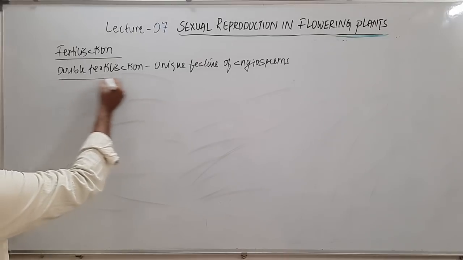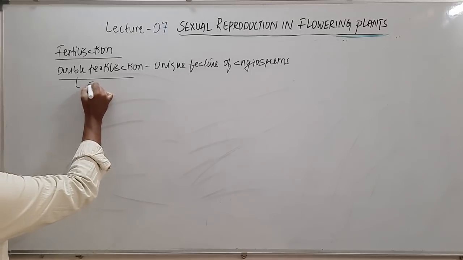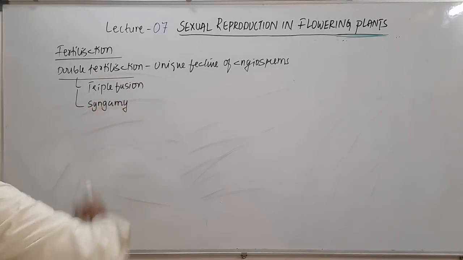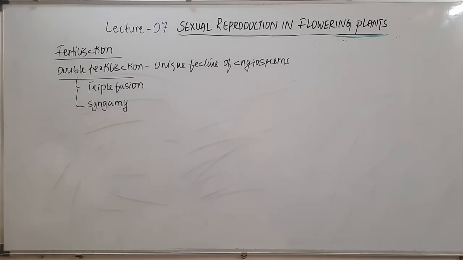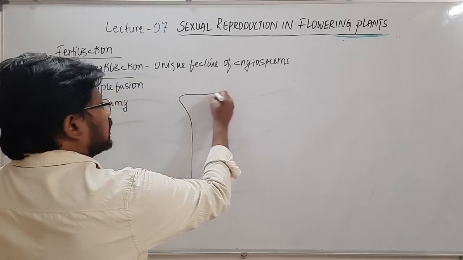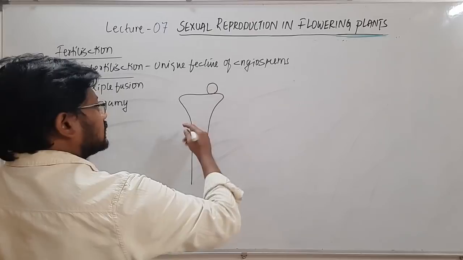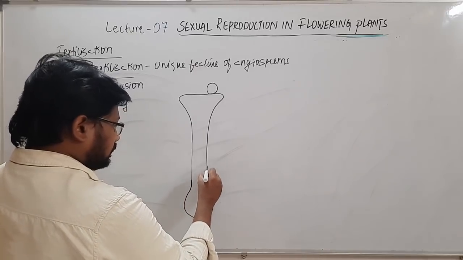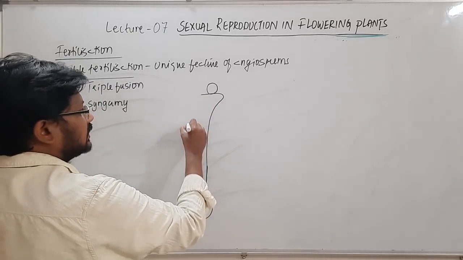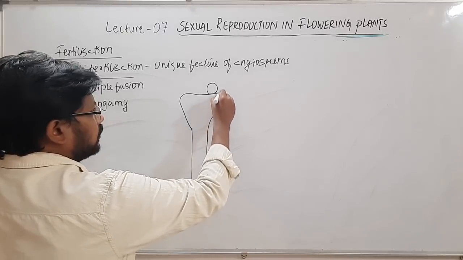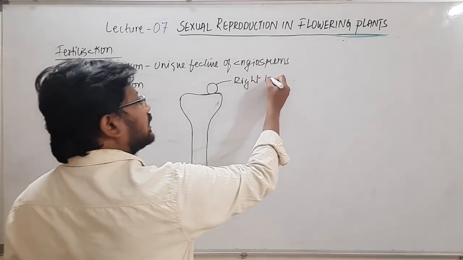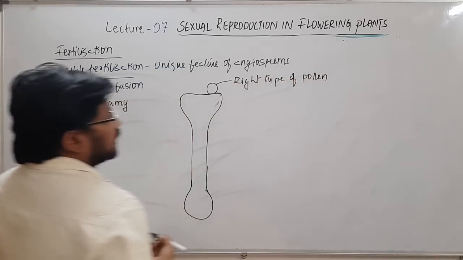This double fertilization actually involves two fertilizations. One is called triple fusion, and the other is called syngamy, right? As syngamy and triple fusion take place, we call that double fertilization. Now let's see how that double fertilization takes place. The right type of pollen settles on the stigma. We know that the pistils have the ability to find out the right or the wrong type. Once they settle on the stigma, say this is the right type of pollen.